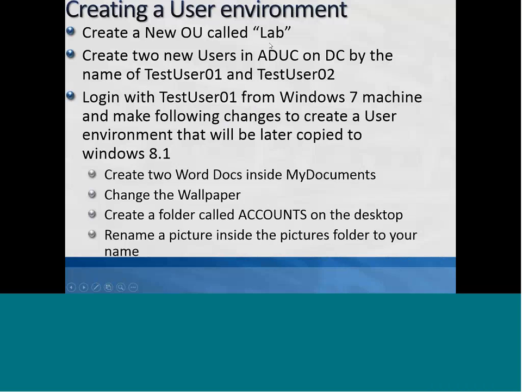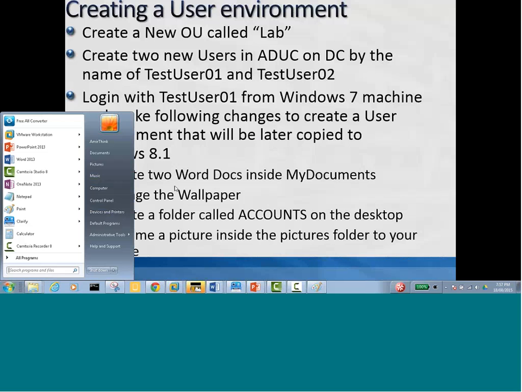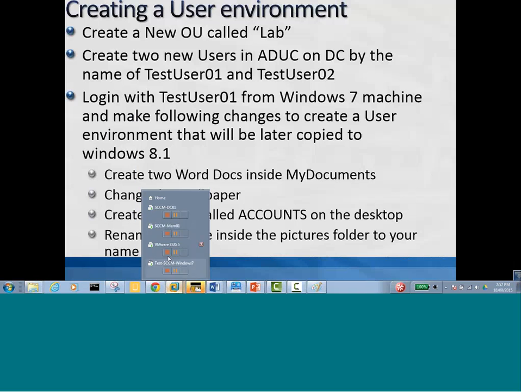So I'm going to go with the first step. Let's create one OU called lab. This will be used when we are creating a task sequence. We're going to be telling the upgrade process to join the new Windows 8 to the domain and put that computer name in the lab OU. So this lab OU we're going to create to be put in the task sequence. Anyway, I'm going for the first and second steps: test user 01, 02, and the OU to be created.